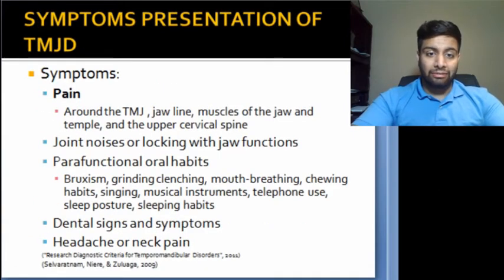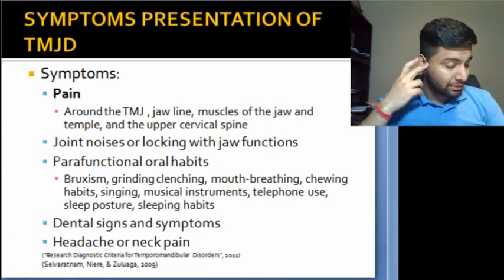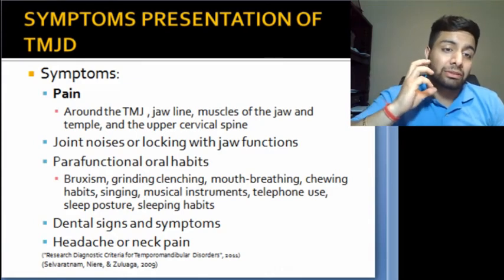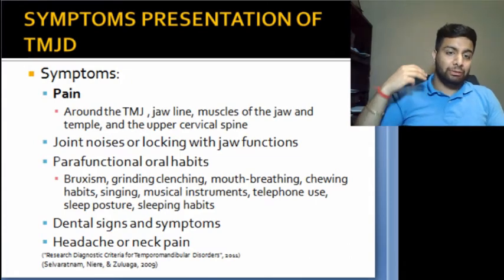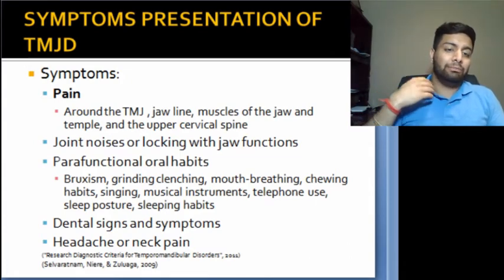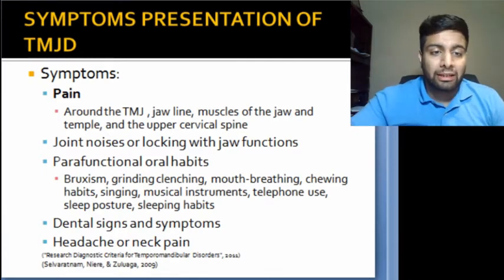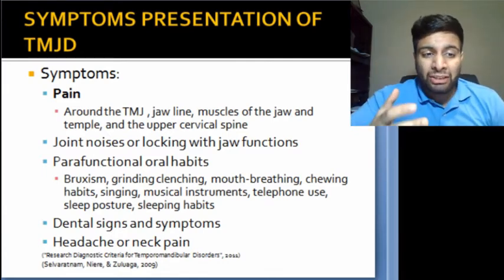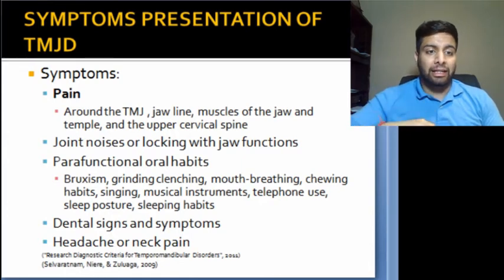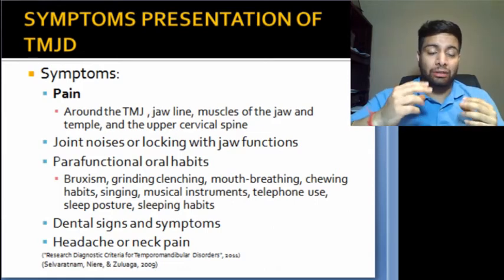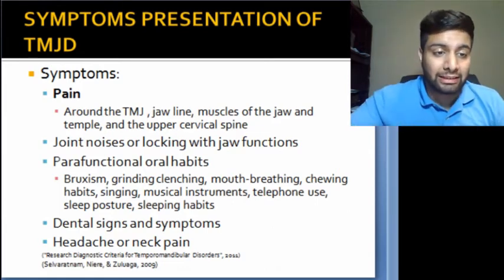Alright, so let's dive into a little bit of the symptom presentation of TMJD. Essentially, pain can be reported around the TMJ itself, along the jawline, and along the muscles of the temple and the jaw, so the masseter and the temporalis, and the upper cervical spine, both anteriorly, so the SCM, and posteriorly around the suboccipital region. And then you can also get joint noises like locking or clicking, and it can be with opening, chewing, eating, swallowing and yawning, so any jaw movement of sorts. So you want to find out if they experience that.